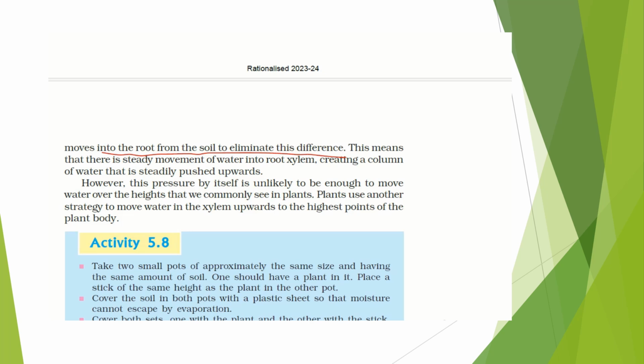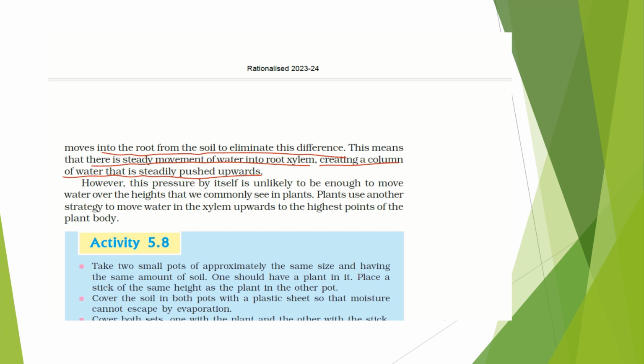Okay, so due to the ionic difference, the water is diffusing from the outside into the roots. So this means there is a steady movement of water into the root xylem, creating a column of water that is steadily pushed upwards towards the leaves, right? So like this, water is being pushed from the roots to the leaves.